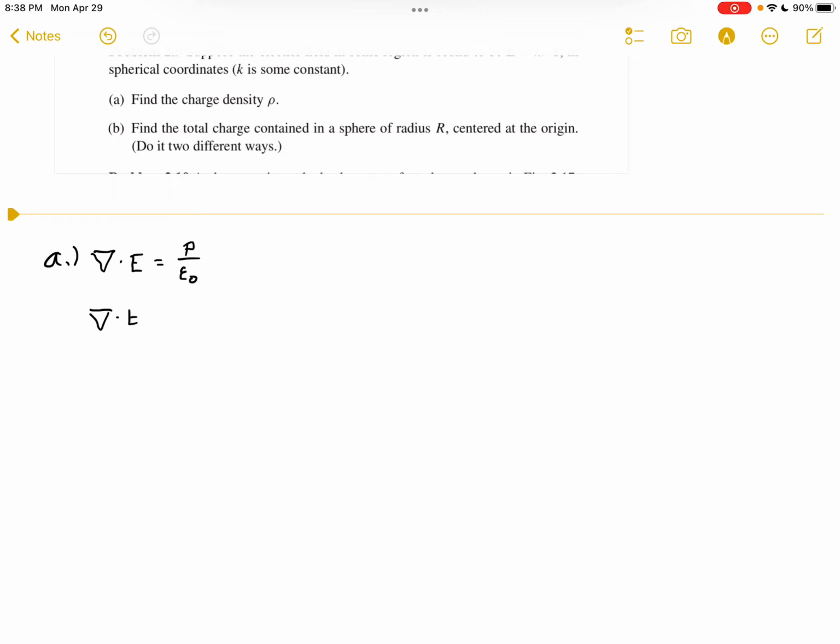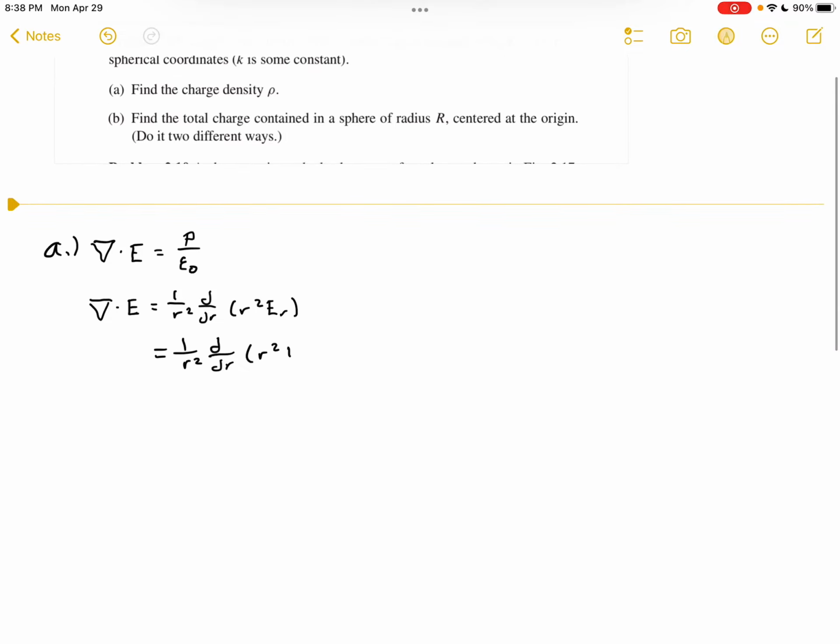So it'll be the divergence of E, which, for a radial electric field in spherical coordinates, is 1 over r squared times the derivative with respect to r of r squared E_r. So then we want to go ahead and plug in our electric field in this equation. This is with respect to r, of r squared, and as given to us, it is k r cubed.